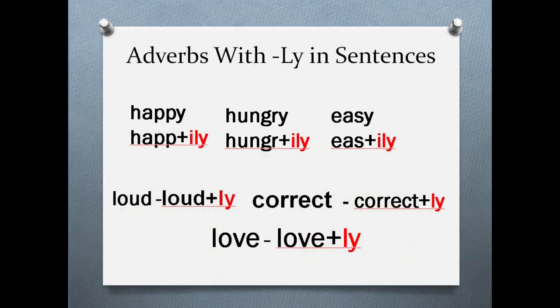Adverbs with ly in sentences. When a word ends with y, it is changed into i and ly. For example, happy, happily, hungry, hungrily, easy, easily. Okay, you should repeat after me and note in your notebook. Happy, happily, hungry, hungrily, easy, easily.